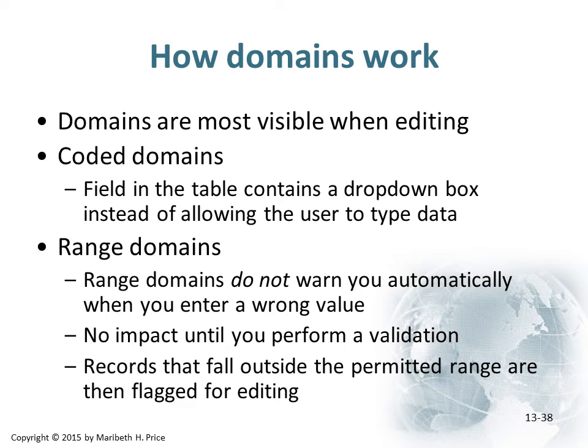So how do domains work? They are most visible when editing coded domains. The field in the table contains a drop-down box instead of allowing the user to type the data. So instead of typing in what it is, you simply click a drop-down box and select the one you want. Range domains do not warn you automatically when you enter a wrong value. No impact until you perform a validation. When you run the validation, it identifies things that are outside the range, and then it flags them, which allows you to go back and edit those again.